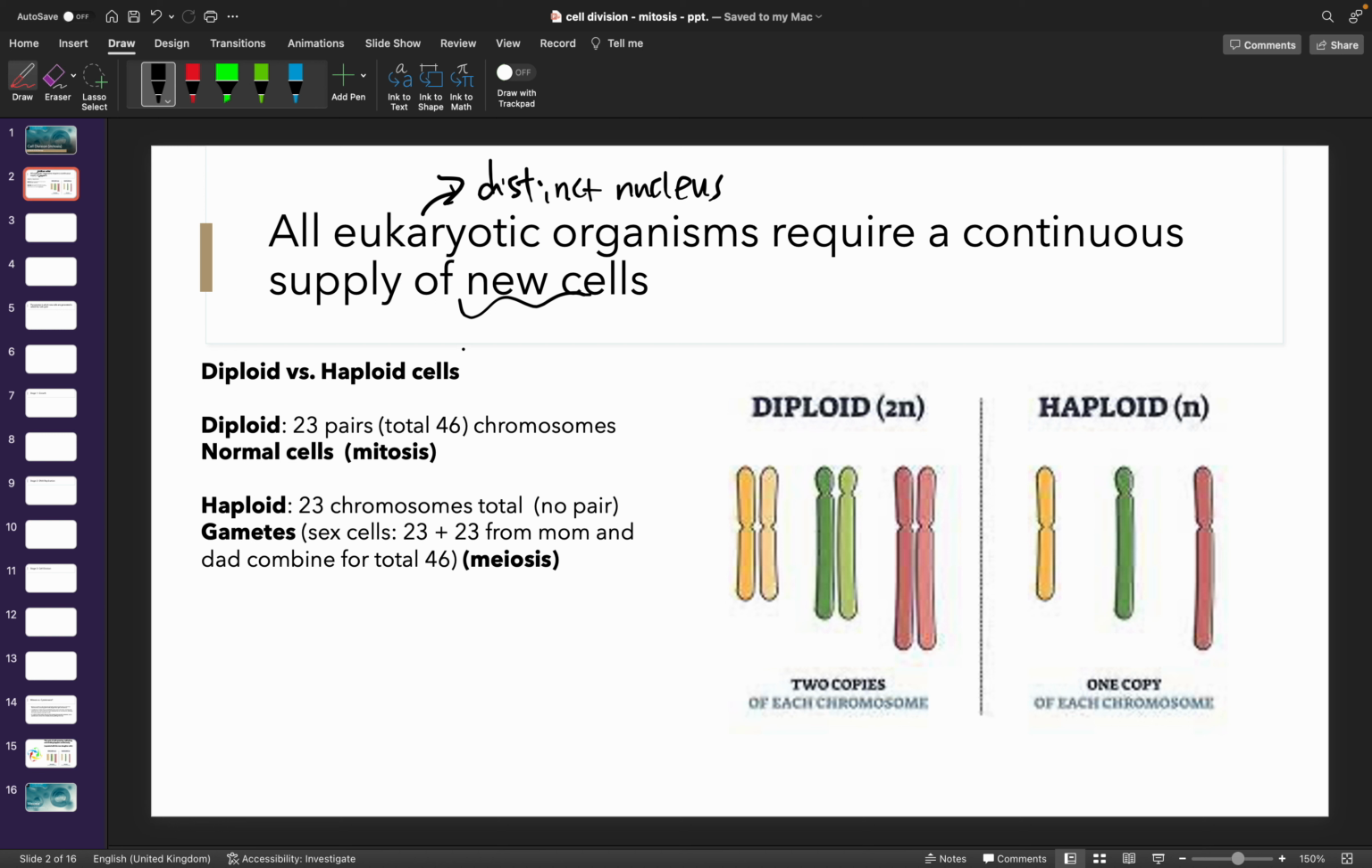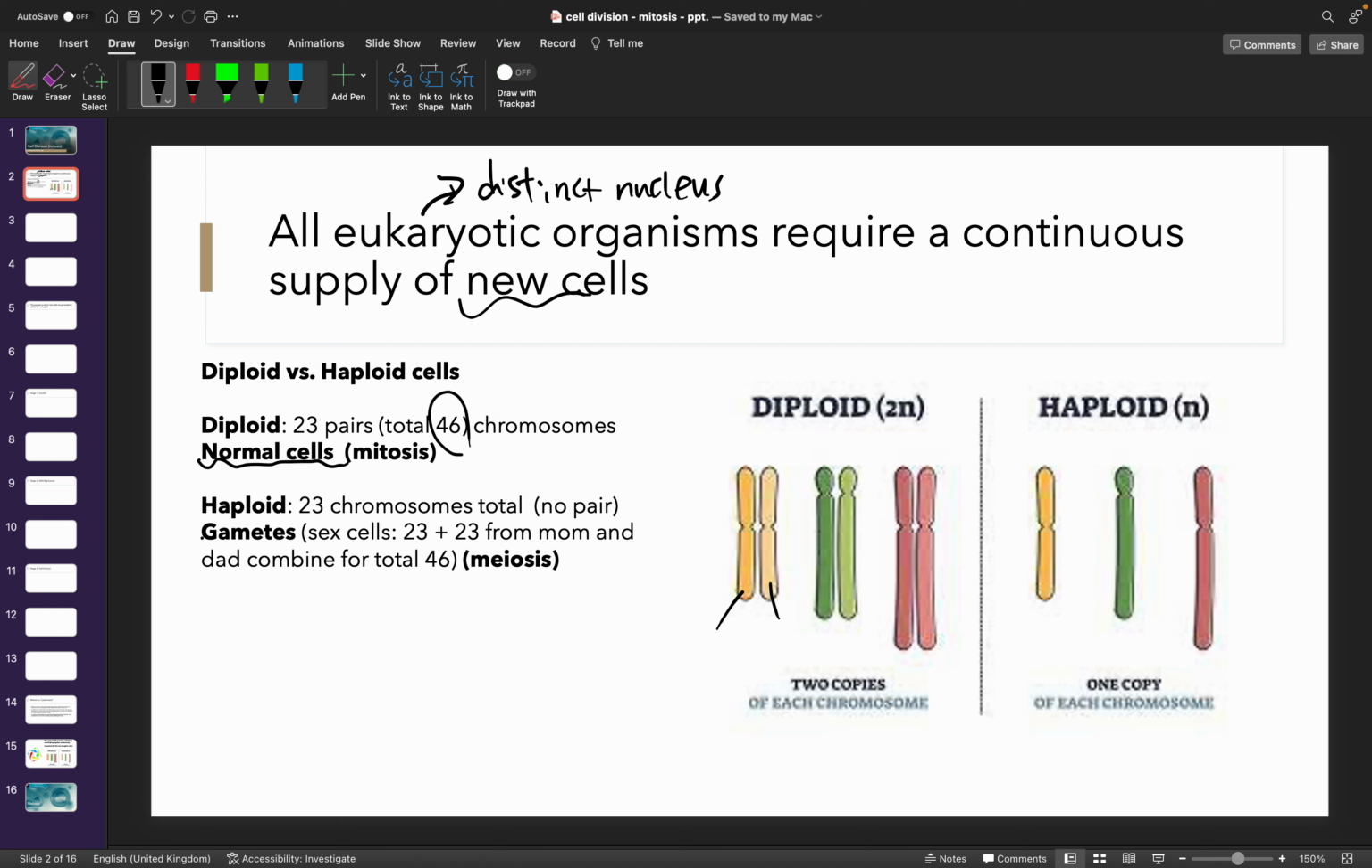So there are two types of cells: diploid and haploid cells. Diploid cells are basically what we call the normal cells. So it's the cells where we have two copies of each chromosome, one coming from mom and one from dad. We're going to have 23 pairs of these, so a total of 46 chromosomes.